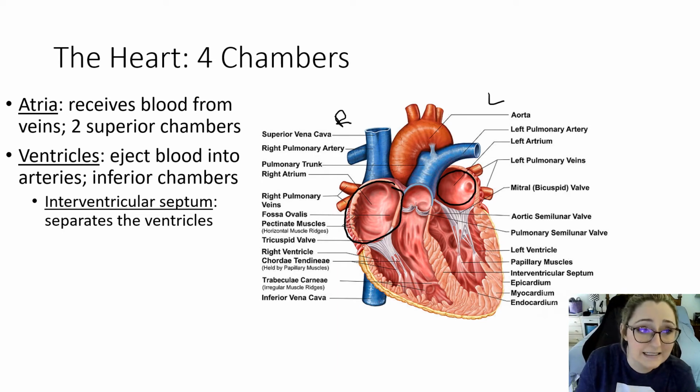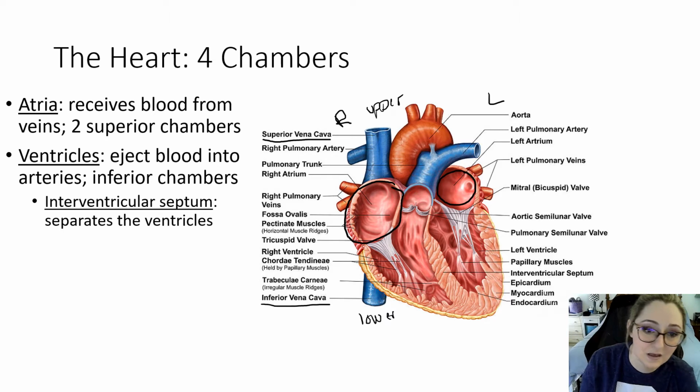For the right atrium, it's going to receive blood from the superior vena cava and the inferior vena cava. These two veins are going to hold a heck ton of blood, all right? So they're bringing in all the blood from the upper body and your lower body, all of it, all that blood.